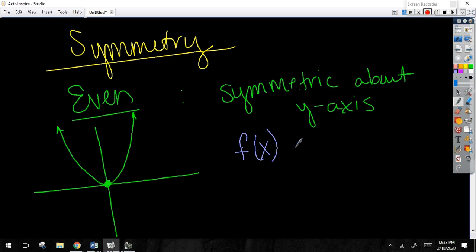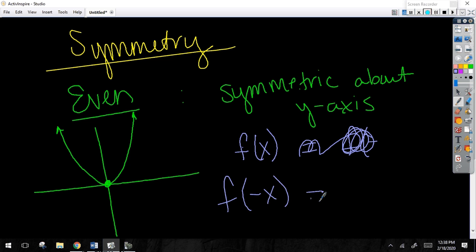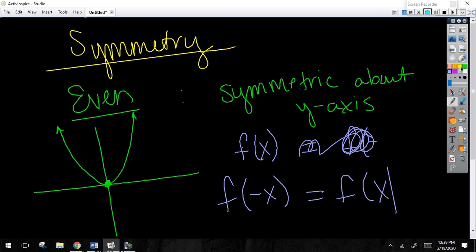If you plug in negative x, I should probably write this the other way. If you plug in negative x and you get the exact same thing that you started with, it's an even function. So if you make every single x in the equation negative, and when you simplify, it looks like what you started with, it's an even function. So that sounds like that would never happen, but guess what? It does. Let me show you.